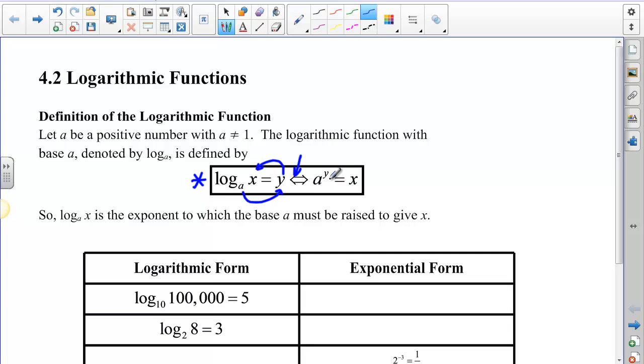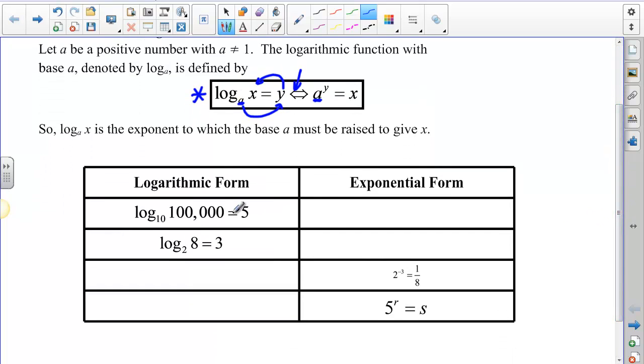Likewise, if you have a to the y equals x, that's the same as log base a of x equals y. The a is the base, and so we always talk about the base in the exponential equation. We also talk about the base in the logarithm. This is what we take the log of, and that's what it's equal to when we do the exponential form. And then this y is the exponent in our exponential form. So the first thing that we'll do is work on going back and forth between the two.